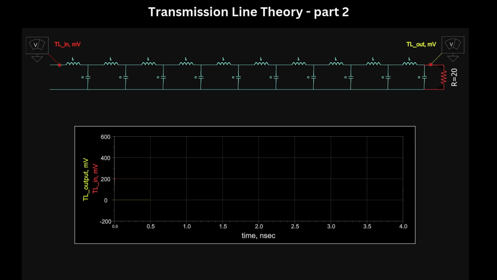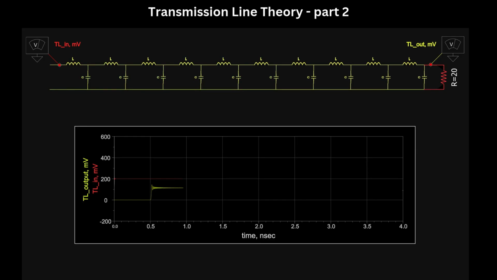Since the load is less than the characteristic impedance, the voltage on it will settle to a value lower than the 200 millivolts, depending on the difference between the load and the characteristic impedance. In this case, 113 millivolts. All the capacitors will settle backward to 113 millivolts till reaching the source at around 1 nanosecond.